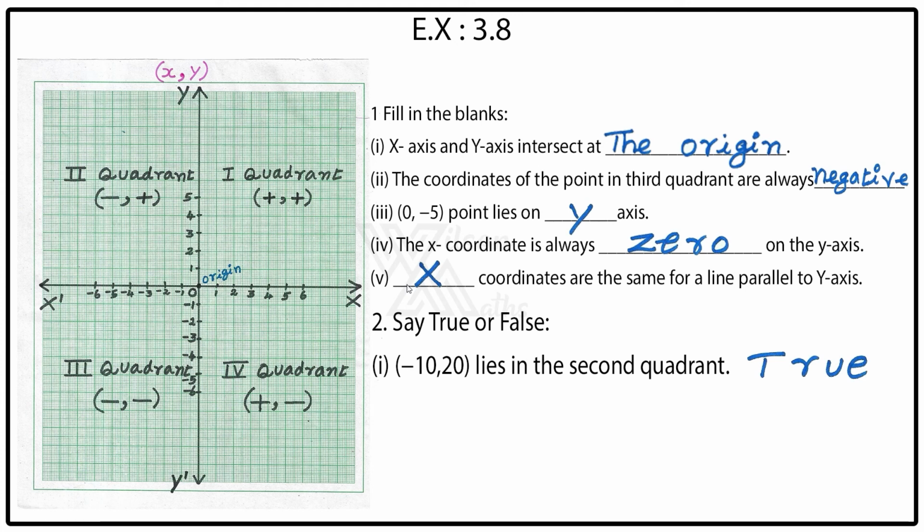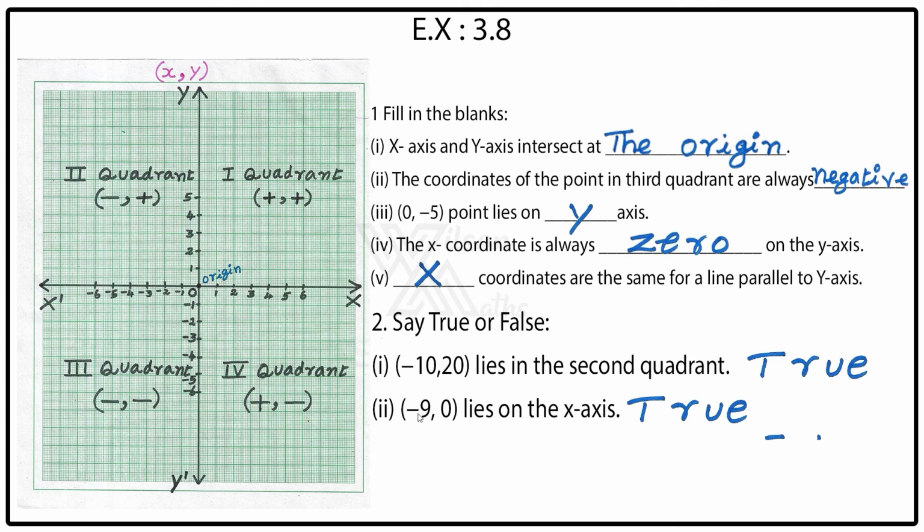Now the second question, say true or false. First subdivision, minus 10, 20 lies in the second quadrant. So this is minus plus. See here, minus plus. Which quadrant? Second quadrant. What is given here? Minus plus lies in the second quadrant. Yes, true.